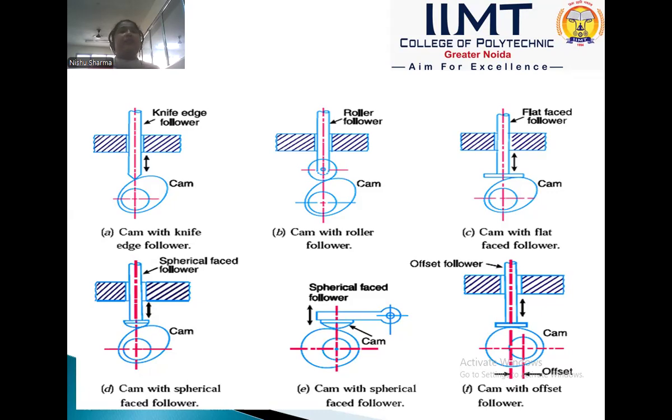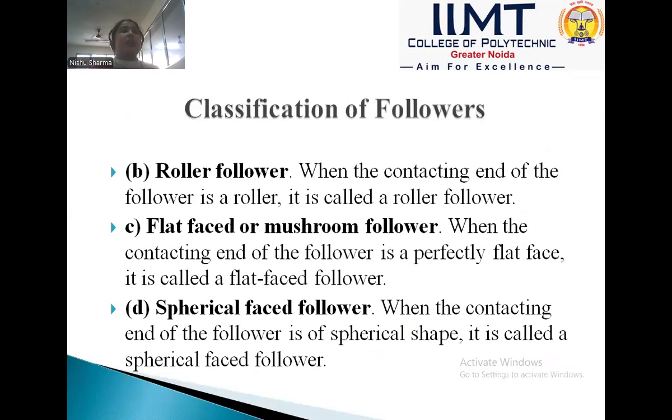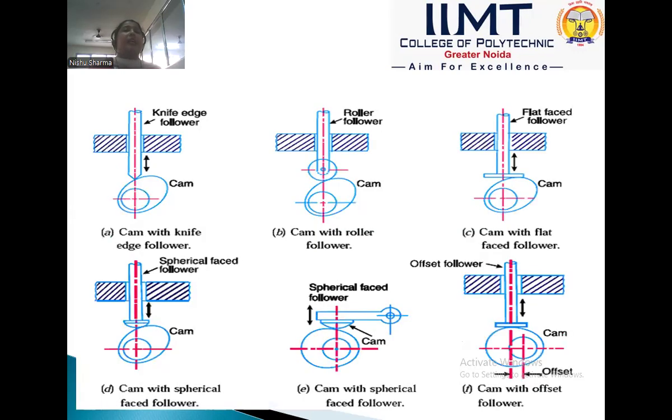Now, the second one is the roller follower. A roller follower is one in which the contacting end of the follower is a roller. In this diagram, diagram B, we see the cam with roller follower. The contacting end is a roller, so it is called the roller follower, and rolling motion takes place between the contacting surfaces, that is, the roller and the cam.